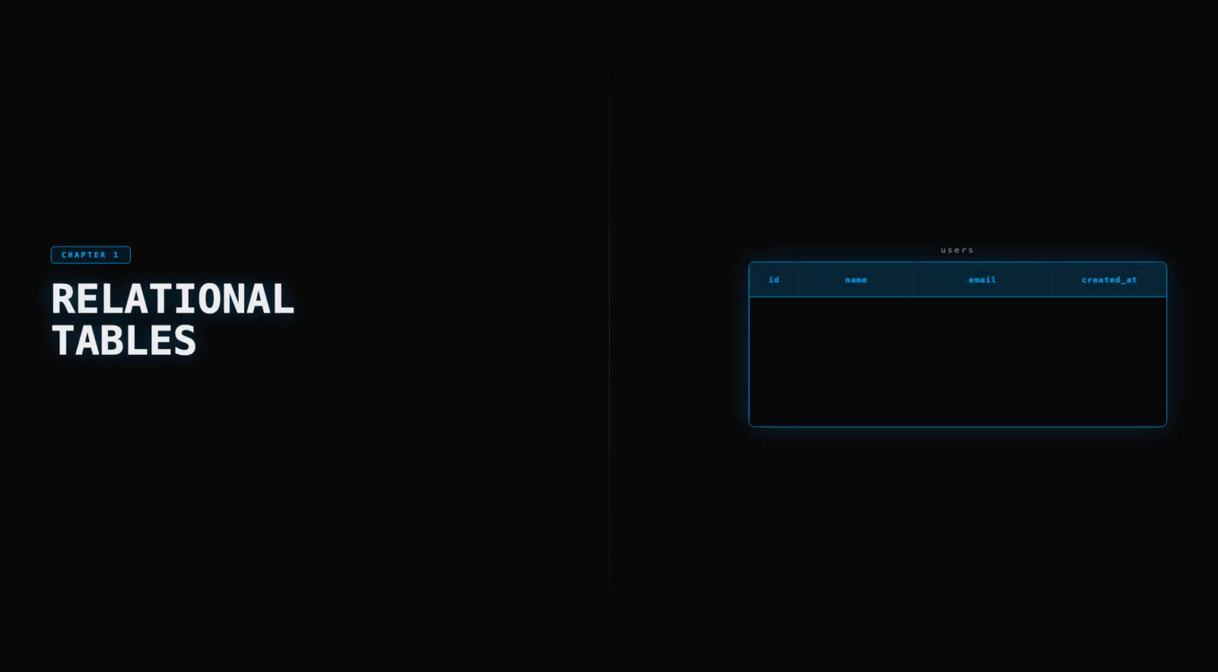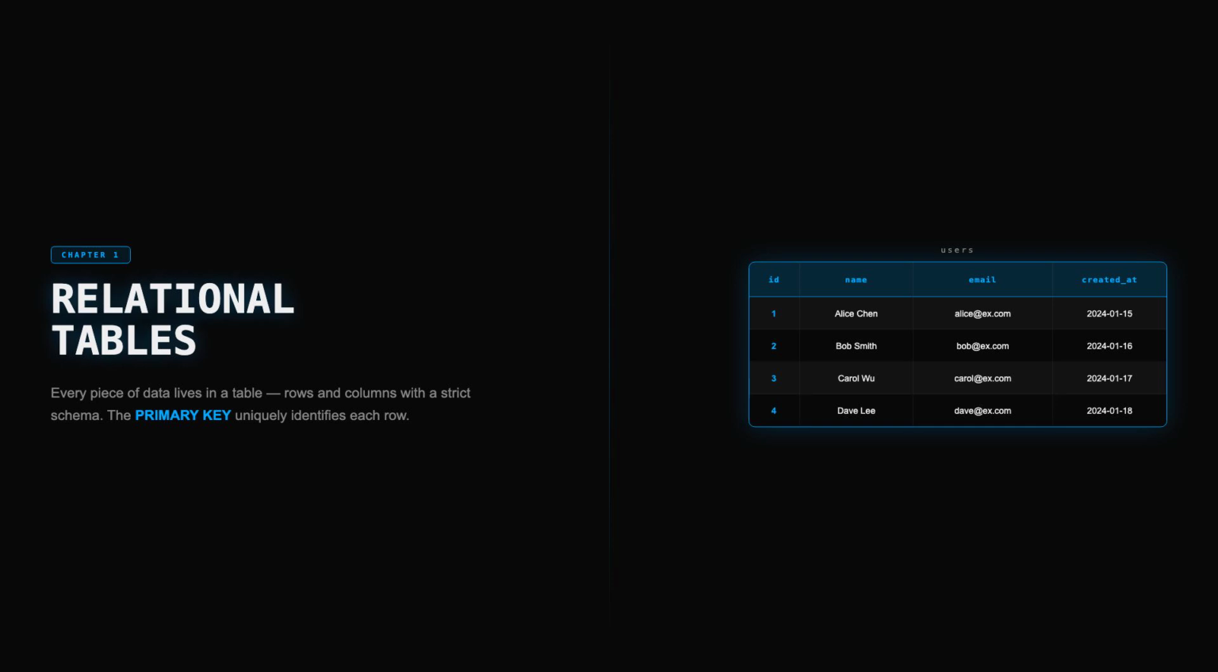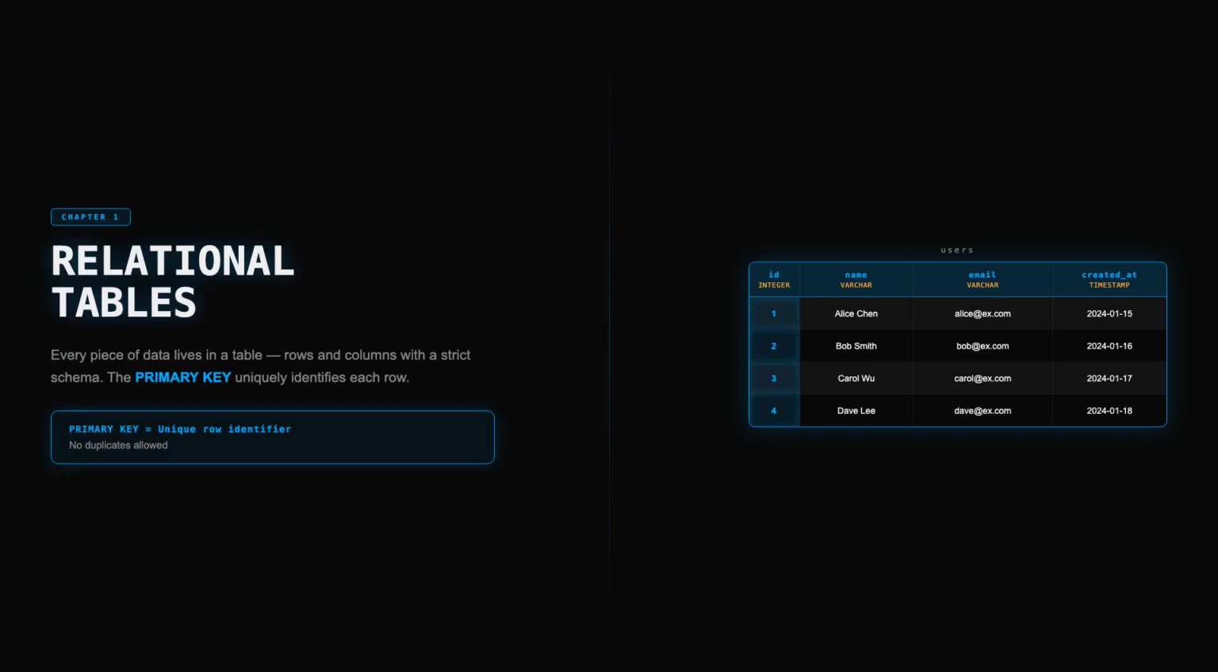A relational database stores everything in tables, rows and columns, like a spreadsheet, but with superpowers. Each table has a schema, a strict definition of what columns exist and what type of data goes in them. A user's table might have an ID column, an integer, a name, a string, an email, and a created at timestamp. Every row is one record. Every column is one attribute. The primary key uniquely identifies each row, usually an auto-incrementing integer or a UUID. No two rows can share the same primary key. This is the foundation. Simple, structured, and incredibly powerful.